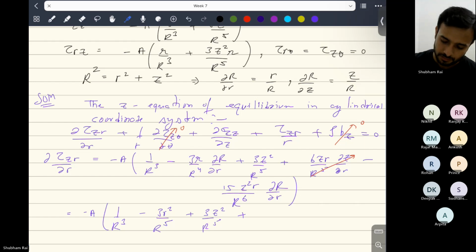because r and z are independent and capital R is dependent on r and z. So differentiation of z with respect to small r will be 0, because these are not dependent on each other. So this term will not be there.